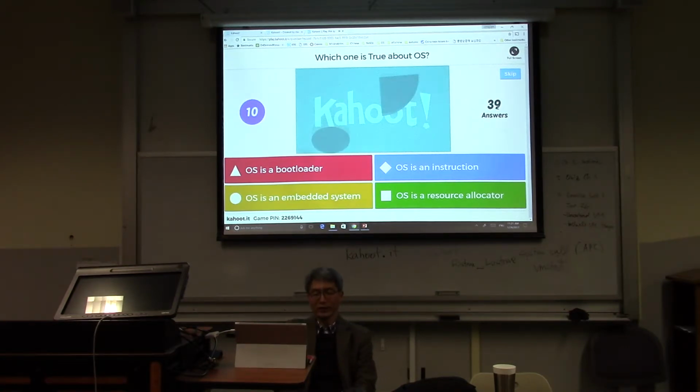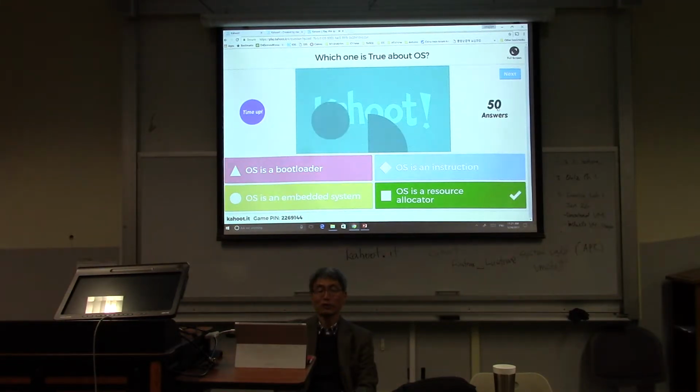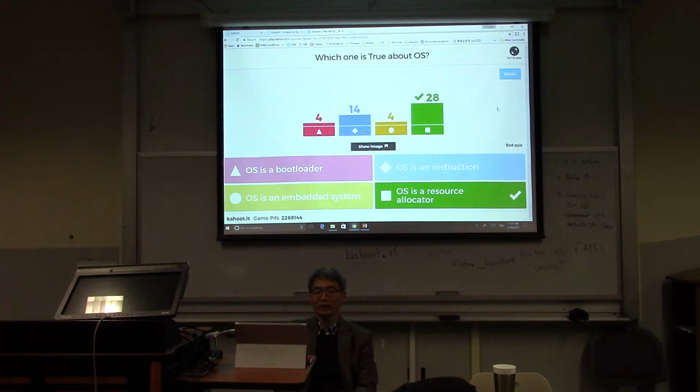What is OS? A resource allocator. We can say an embedded system uses the OS, but the OS is not the embedded system. Also, the bootloader can be part of the operating system. It can be considered as the operating system, but actually its main purpose is not the operating system.